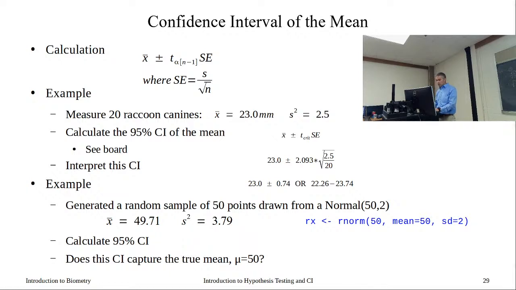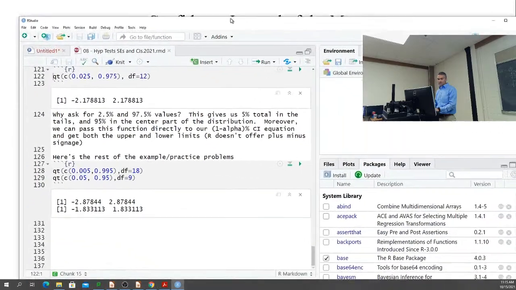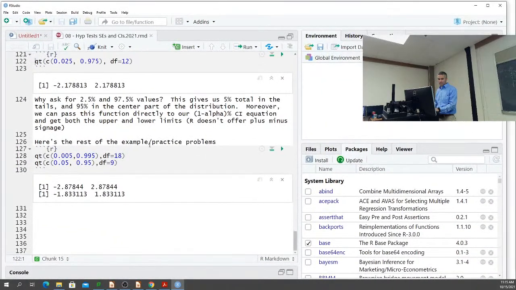How do we do it in R? Well, in R, we use the exact same formula, but now we're going to let R calculate the t-critical for us. All right, so we left off with our R markdown document using QT to calculate our critical values. And we said that if we give it the lower and upper value, R will return the plus and the minus, and those values should be the same if we're doing one of these confidence intervals.